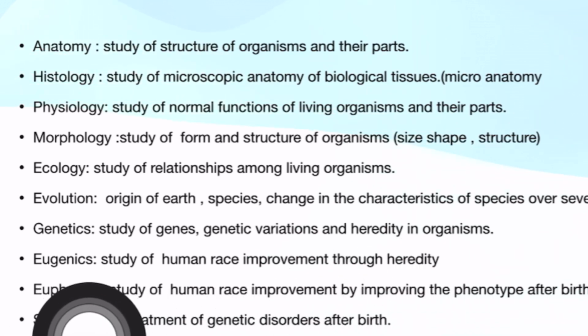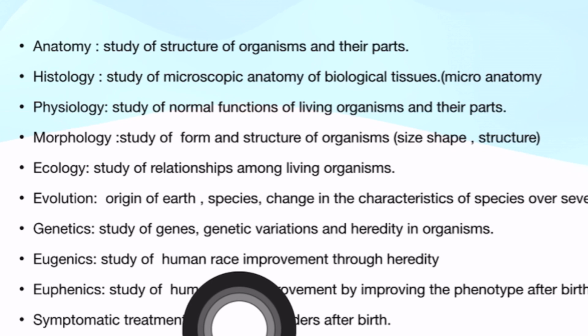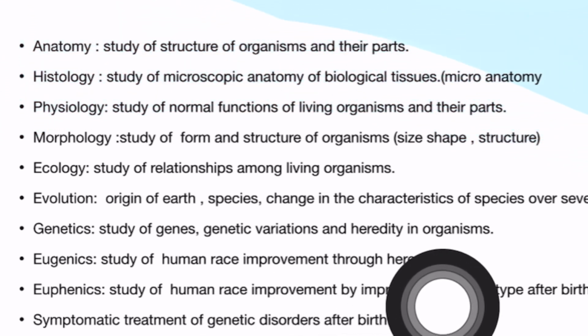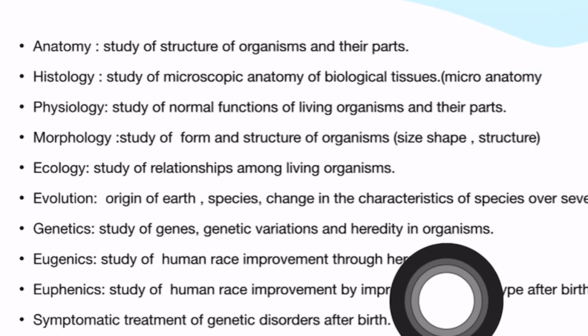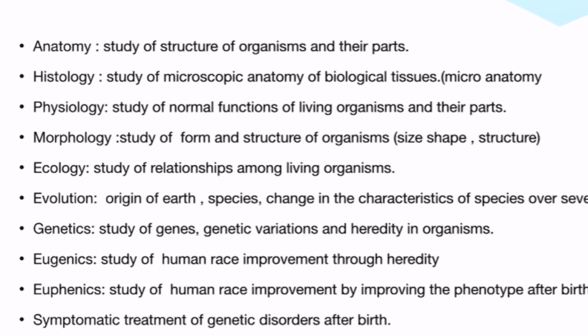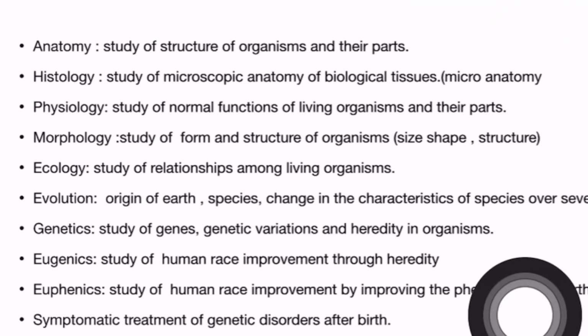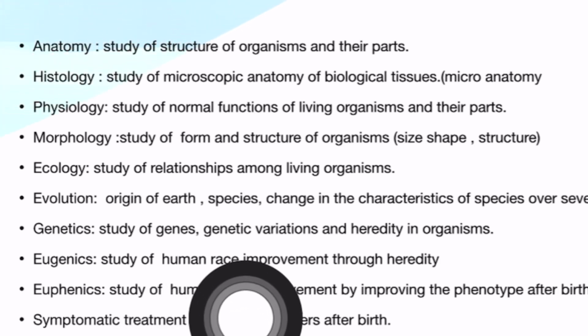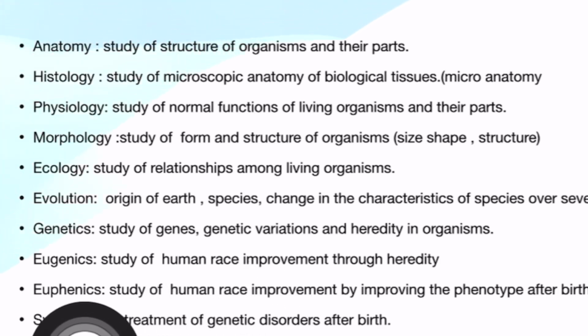Next, eugenics. Eugenics means the study of human race improvement through heredity. How can we improve the human race? By studying the genes and how they are inherited, and how we can control them, for the betterment of the human race. This is the branch known as eugenics.